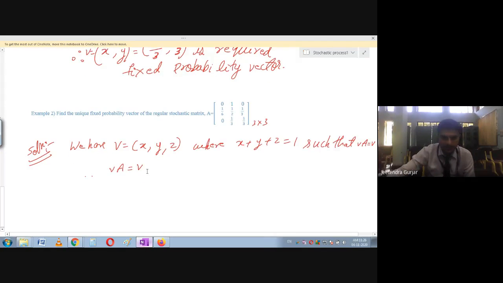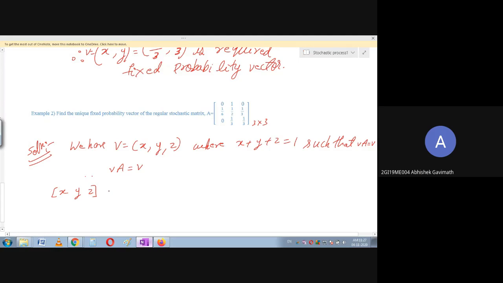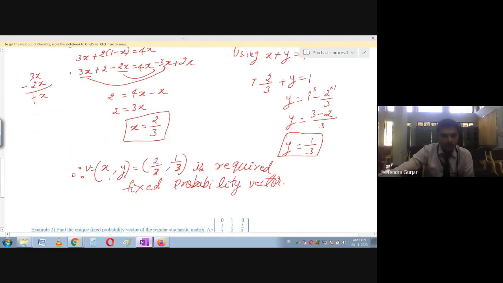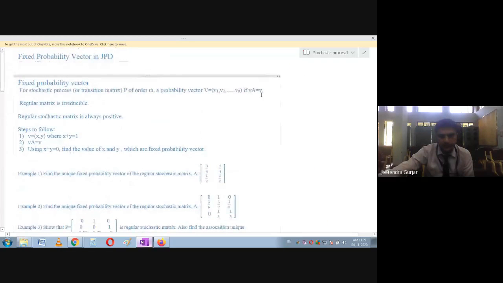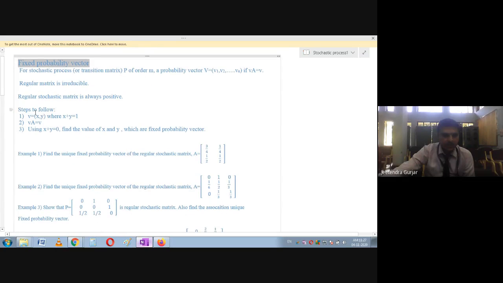So therefore I am going to take this as VA is equal to V. I can just simplify this, students. Substitute the values. What is V here? X. Sir, what is that VA is equal to V? What does it mean? This is the condition for a fixed probability vector. See here, the definition says, for a stochastic process or transition matrix P of order n, a probability vector V is equal to V1, V2, Vn. If V into A is equal to V, this condition satisfies, then whatever values we get for x, y, z, these vectors are nothing but fixed probability vectors. Is it clear?